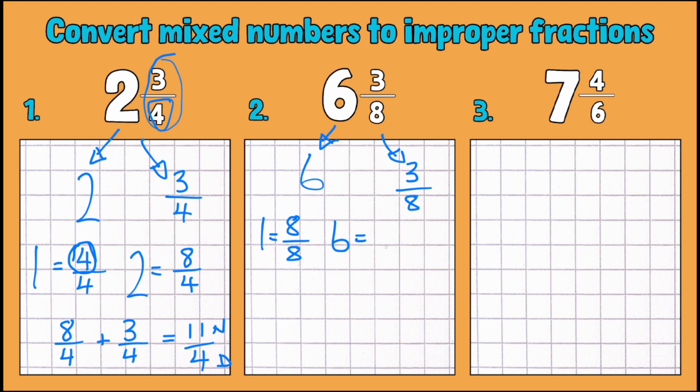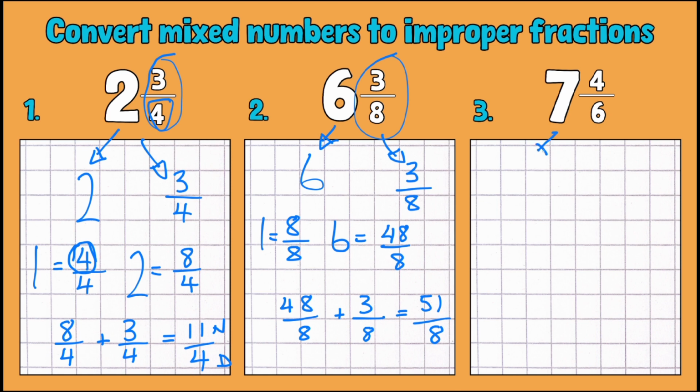But if I've got 6 whole lots of 8ths, then I've got 48 8ths. However, I've still got my fraction part to add on to that. So 48 8ths add my 3 8ths equals 51 8ths. Okay, and our third example, we'll have a little go at doing exactly the same thing again.